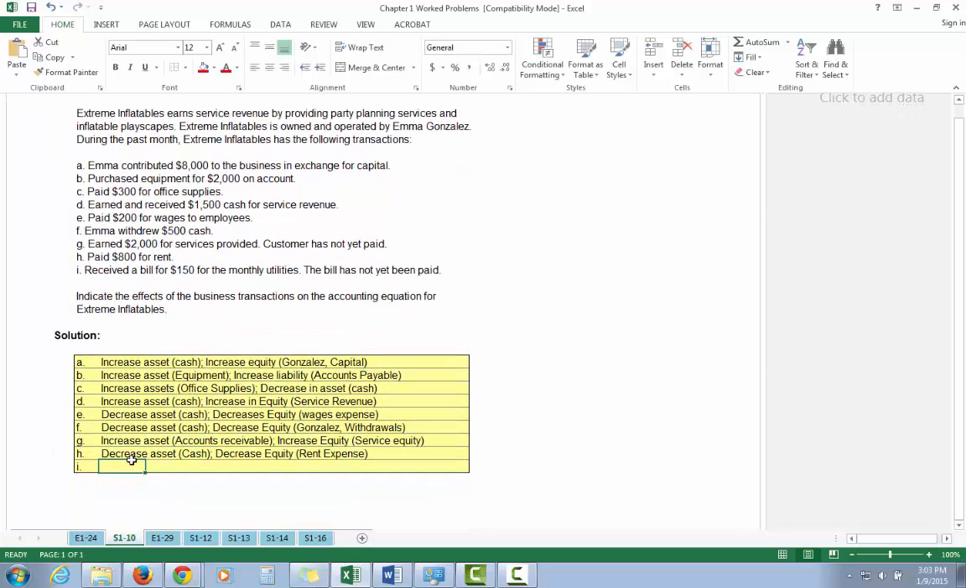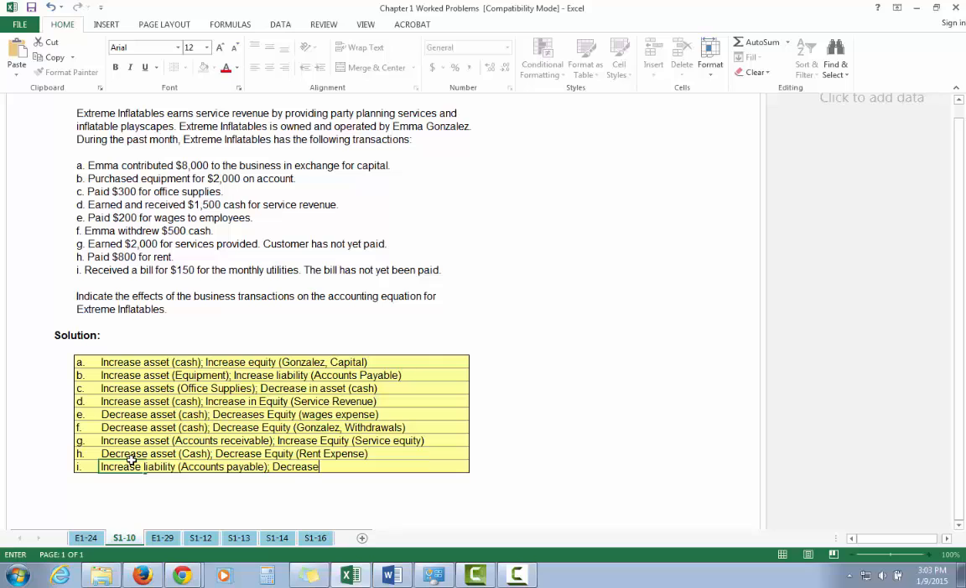Okay. All right. Now the last one says we received a bill for $150 for the monthly utilities. The bill has not yet been paid. So utilities are an expense, all right? Something we've incurred costs for in the course of conducting business to generate income. So we're going to have a reduction in our equity because we have an expense, but it says we haven't paid it yet. So when we haven't paid something yet, that is an increase in our liabilities. All right, so we're going to increase the liability, and this would be accounts payable again.